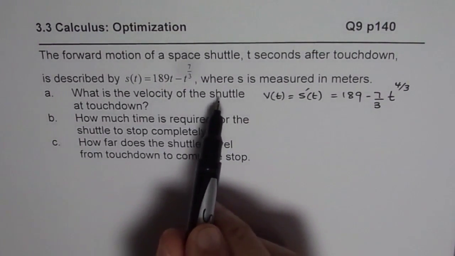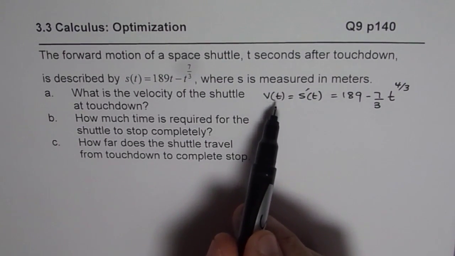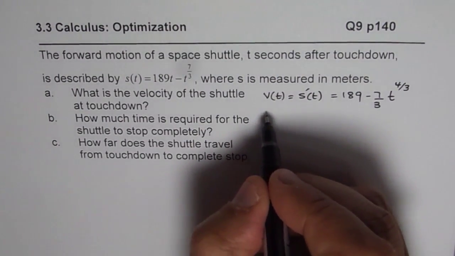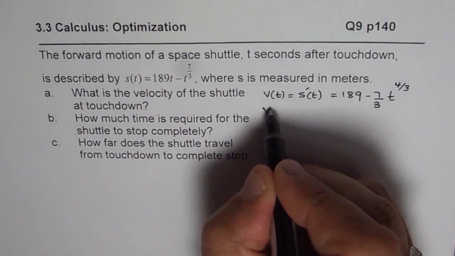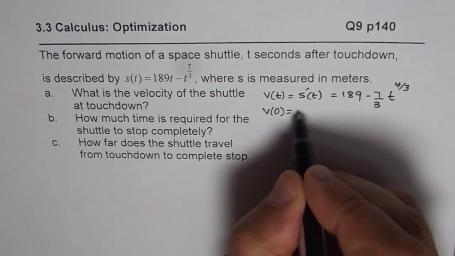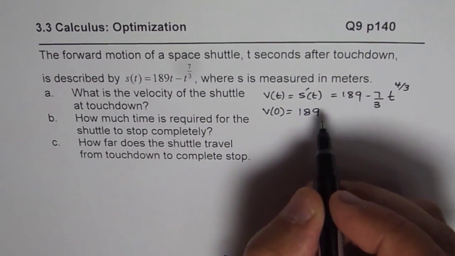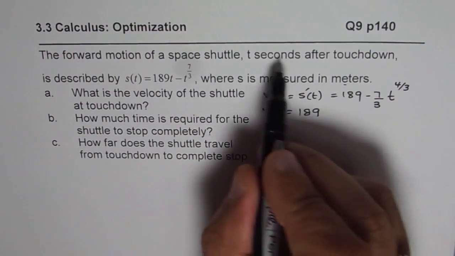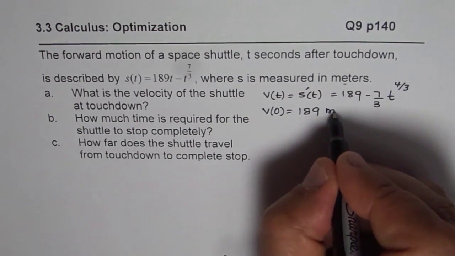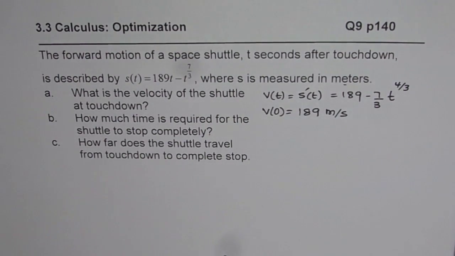What is the velocity of the shuttle at touchdown? That means at t equals 0. So substitute 0 for t and find your answer. When you substitute 0 for t, what you get is 189. The units are meters per second, right? So write down units, meters per second. So that is part A.